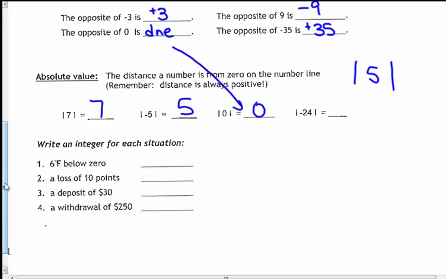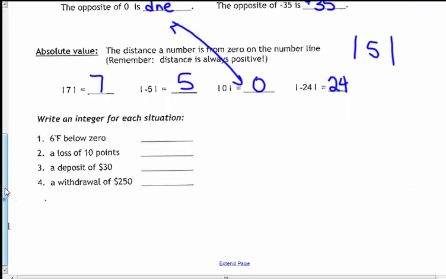Notice these two answers. The absolute value of negative 24, how far away is negative 24 from 0? Well, if you counted over there, it's 24, and you could keep going there, 24 units away from 0. So yes, negative 24 is 24 units, or 24 spaces, or 24 hops away from 0.